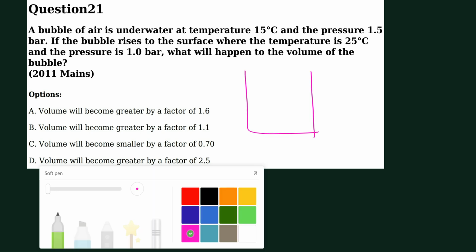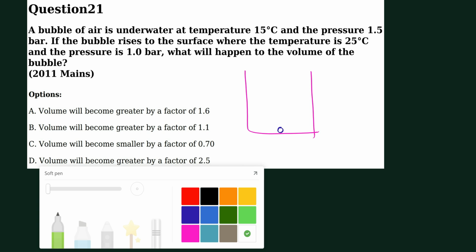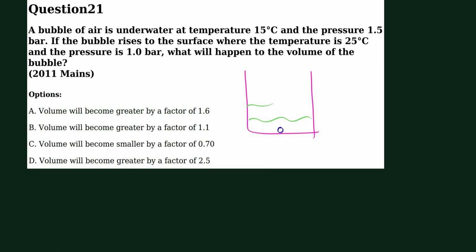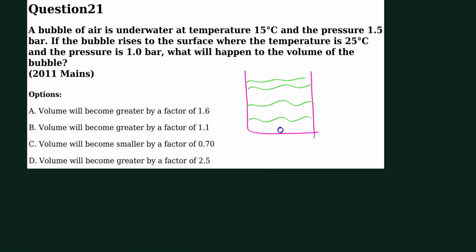A bubble of air is under water at a temperature of 15 degrees Celsius. Now the bubble is here, under the water. Let us say this is the water, right? So here, what is the temperature? That is 15 degrees Celsius. Pressure is how much here? 1.5 pressure is there.